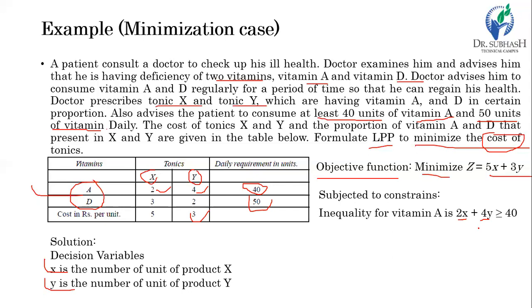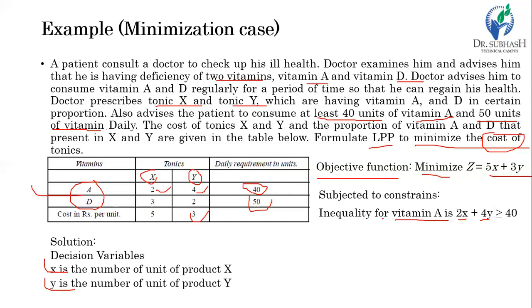But keep in mind, as it is the minimization case, and as it is given in the data that the patient requires a minimum amount of 40 units of vitamin A, you have to apply an inequality condition like greater than or equal to, not less than or equal to. Less than or equal to is applied when a maximum limit is given to you. Here the minimum limit is given, that vitamin A is required at a minimum of 40 units. So any value of X and Y must satisfy this condition: the summation of both terms must be greater than or equal to 40. So this is the constraint for vitamin A.